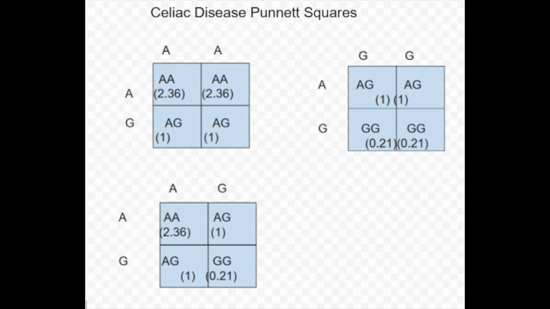For the second example, you have a parent with AG and a parent with AG. You have a 25% chance of being 2.36 times more likely to develop celiac disease. You have a 50% chance of getting AG and having the same risk. You also have a 25% chance of getting GG, which means your risk is 1 out of 5 of AG, which is really good.